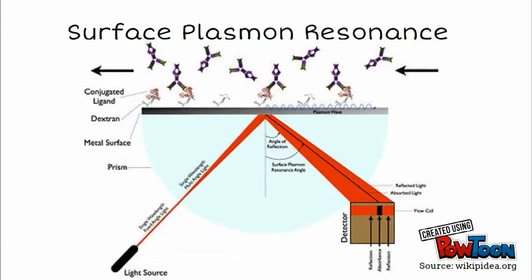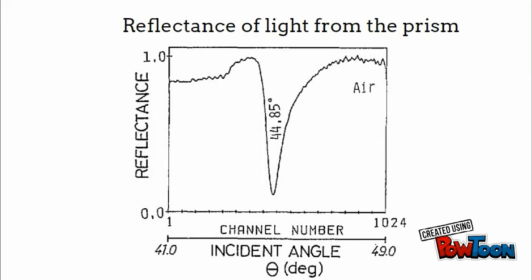Hence, a fraction of the incident light energy transfers to SPR, the energy of the reflected light diminishing, which can be observed as a sharp dip in the reflectance of light from the prism. So now, let's have a look at the schematic of the system.